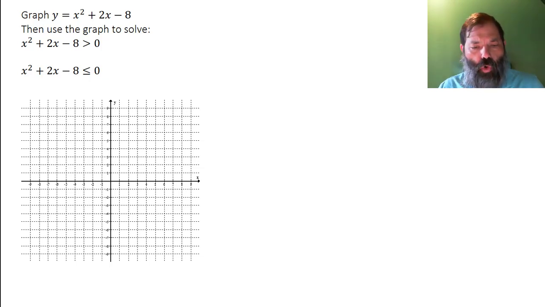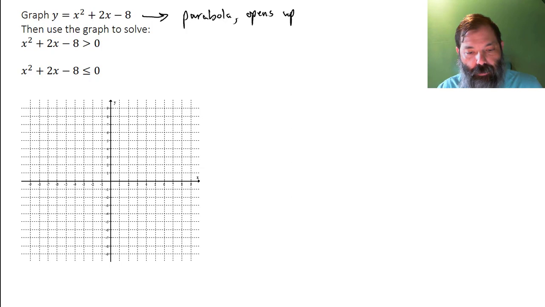Here we are asked to graph y equals x squared plus 2x minus 8, then use the graph to solve related inequalities. All right, so to graph this function, I will find the vertex and intercepts and use that to graph it. I know that the graph is a parabola, and it's going to open up since the lead coefficient 1 is positive.